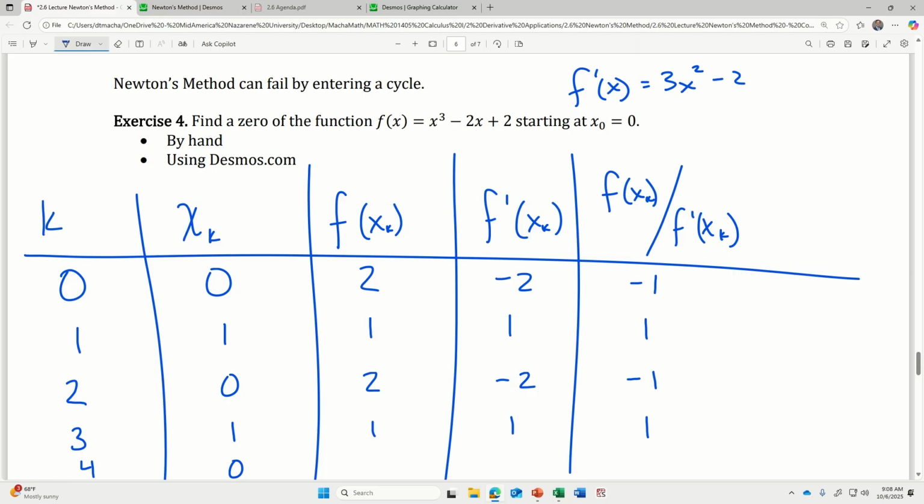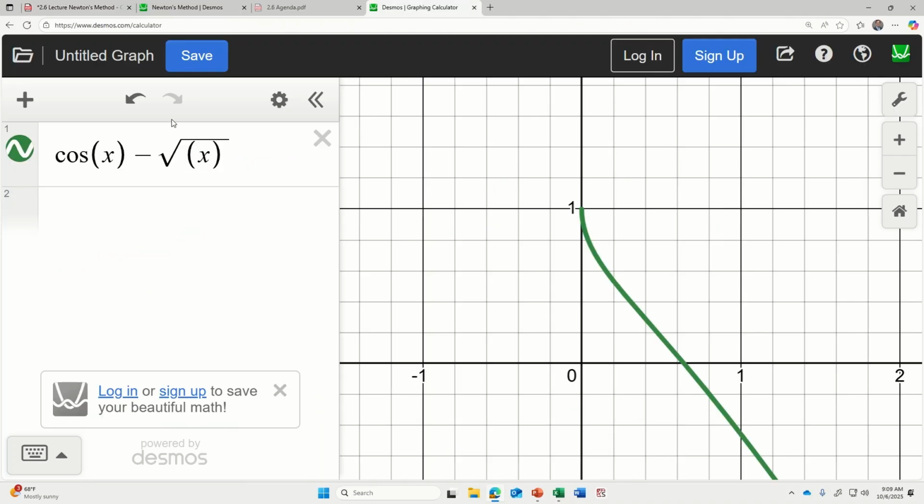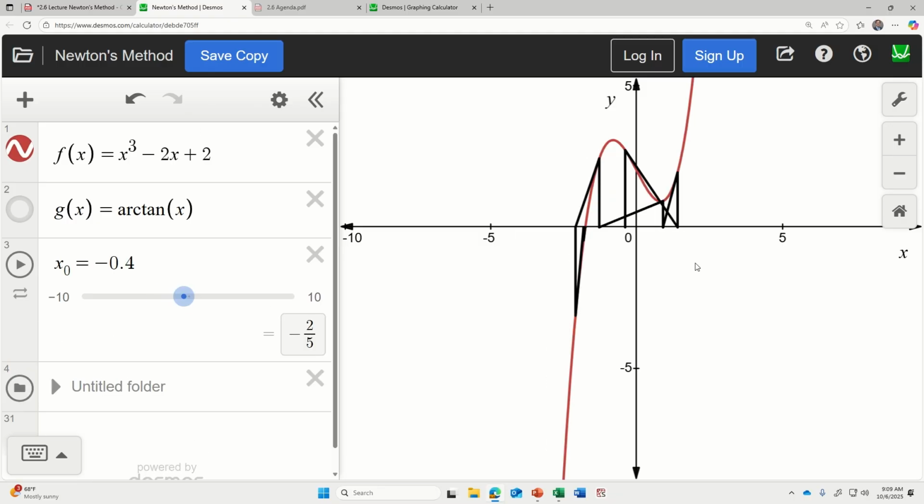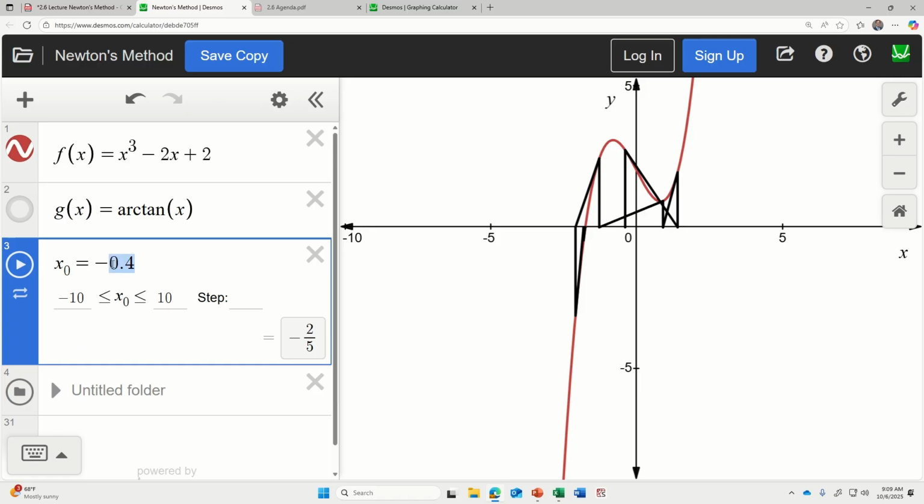Do you see what's happening? Every odd number iterate is going to be 1, and every even number iterate is going to be 0. It's just going to bounce back and forth between 0, 1, 0, 1, 0, 1 forever. And this is what happens occasionally, sometimes. Oops, I need this to be 0.